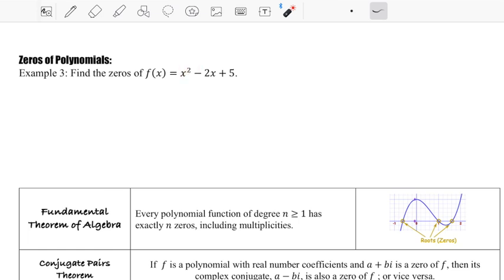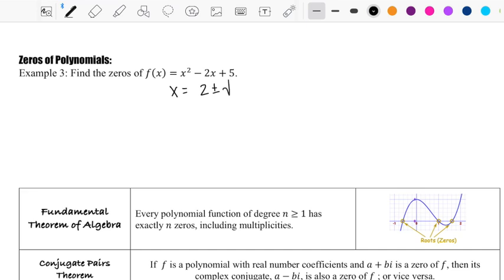The conjugate pairs theorem says that imaginary numbers come in pairs. Complex answers, or zeros, come in pairs, because if a plus bi is a 0, its complex conjugate is also a 0. So let's do this example. So this one doesn't factor.